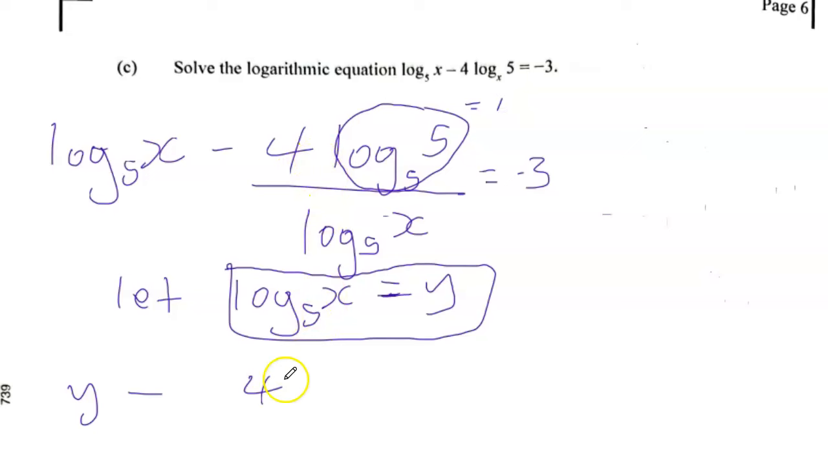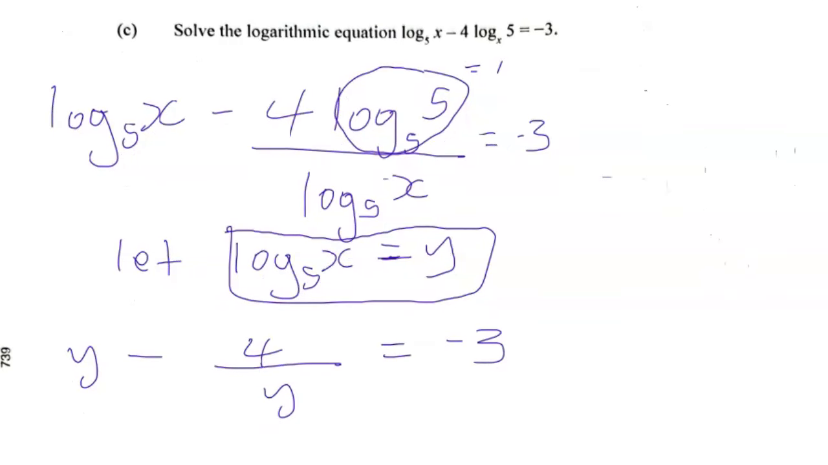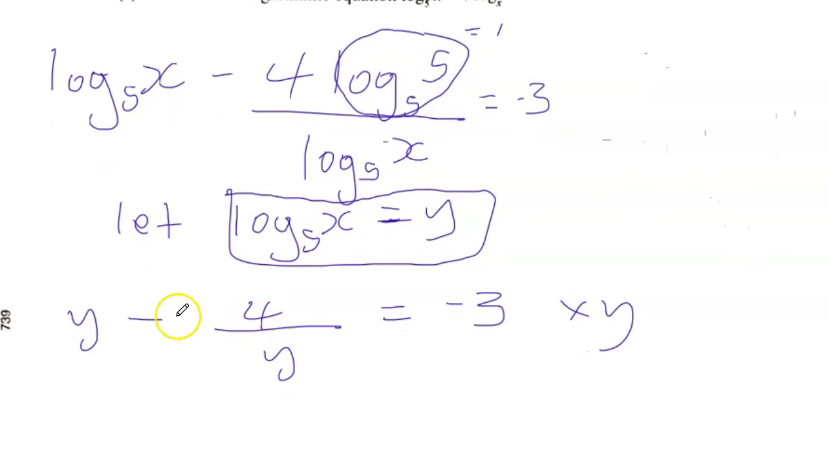So we end up with 4 in the numerator over the denominator log x base 5, that's y, equal to minus 3. And now let's try and solve for y. Before we can solve for y, we can multiply both sides by y, each term by y, to get rid of y from the denominator. So we end up with y times y, which is y squared, y times negative 4 over y, which is negative 4, and y times minus 3, that will be minus 3y.